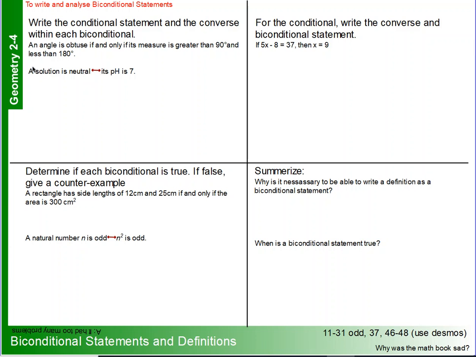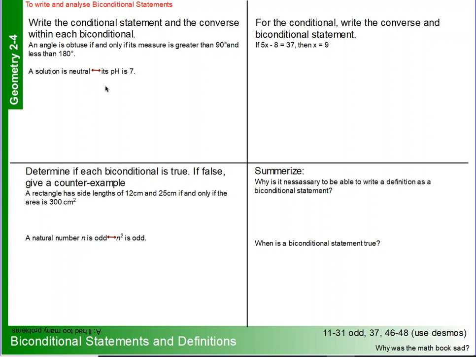For our next one, a solution is neutral if and only if its pH is 7. I remember I used to manage a pool and I always had to measure the pH balance of the pool, to make sure it was within reasonable limits so that it was safe for the public. So the conditional in that case would be, if a solution is neutral, then its pH is 7. The converse is, if the pH of a solution is 7, then it is neutral. It is neither basic nor acidic.